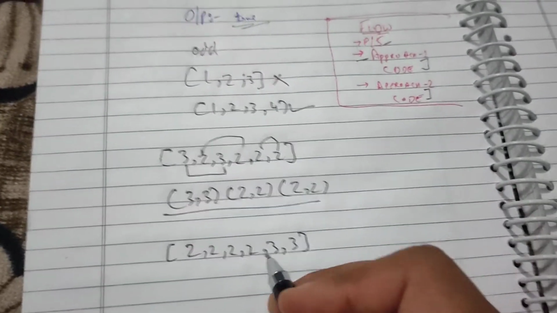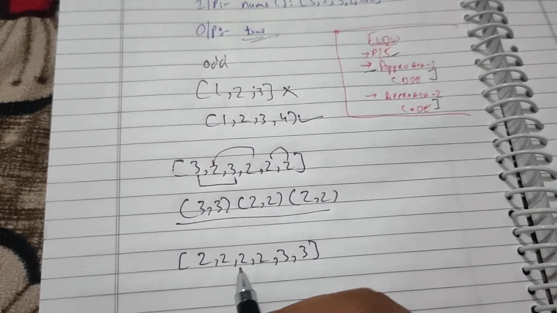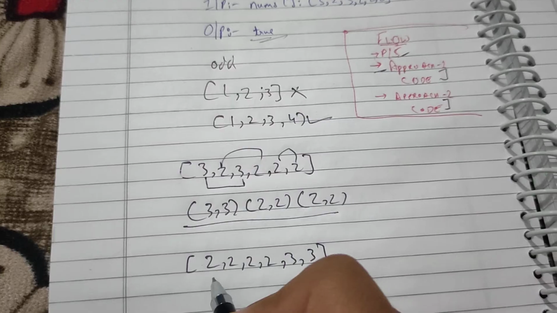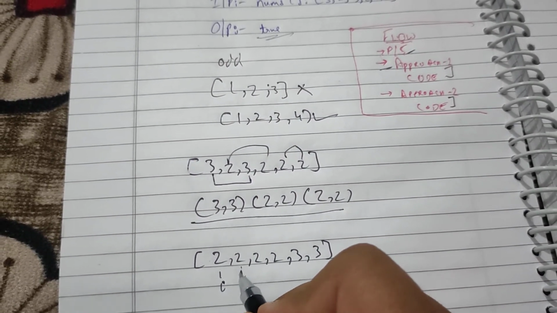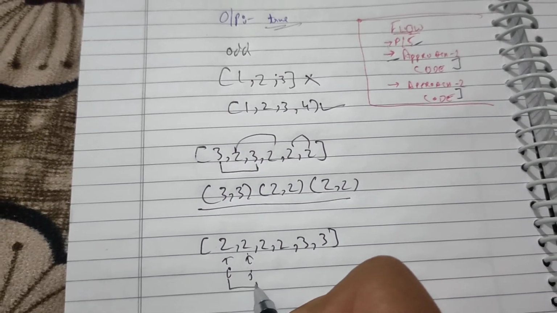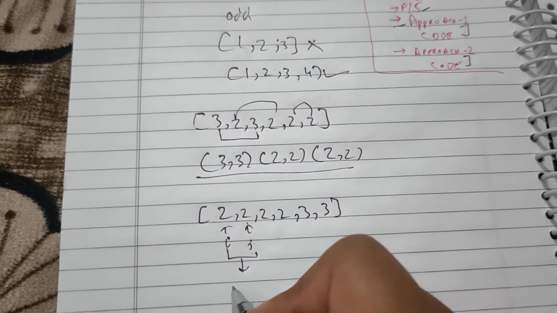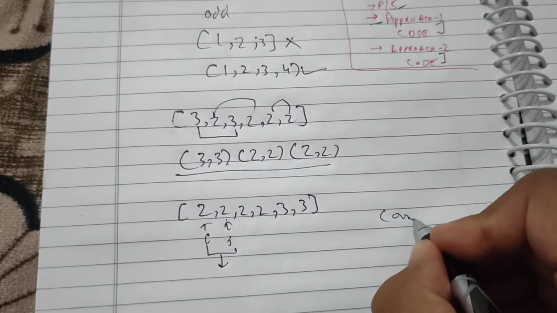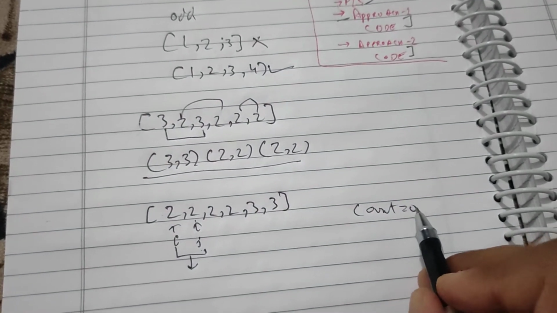Now what I will do is simply check it. I will put one pointer i over here and another pointer, let's say j, over here. Then I will check if they are equal. If they are equal, I will increment the count. Initially my count will be 0. Why I am having this count, you will understand.